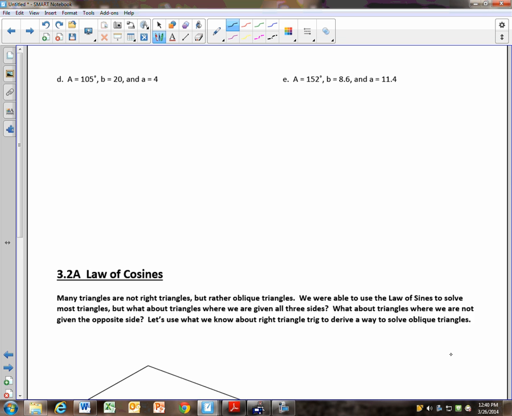Here we go. All right, so I just want to finish off these couple pieces right here. There's not much to it. A, B, and C.